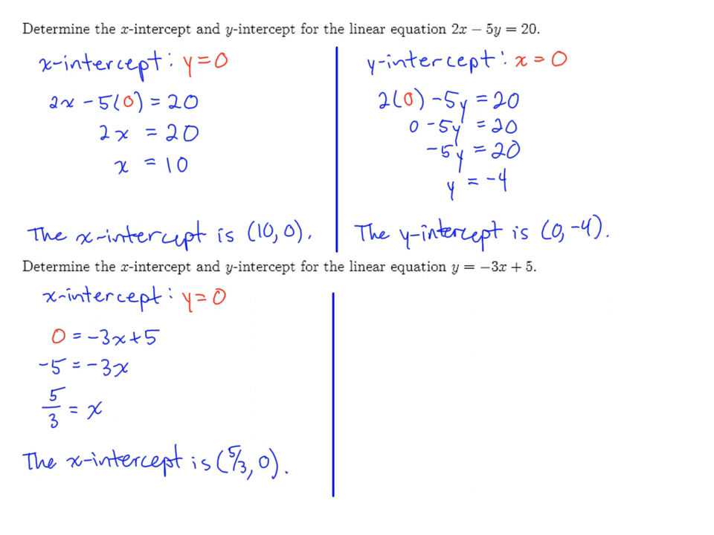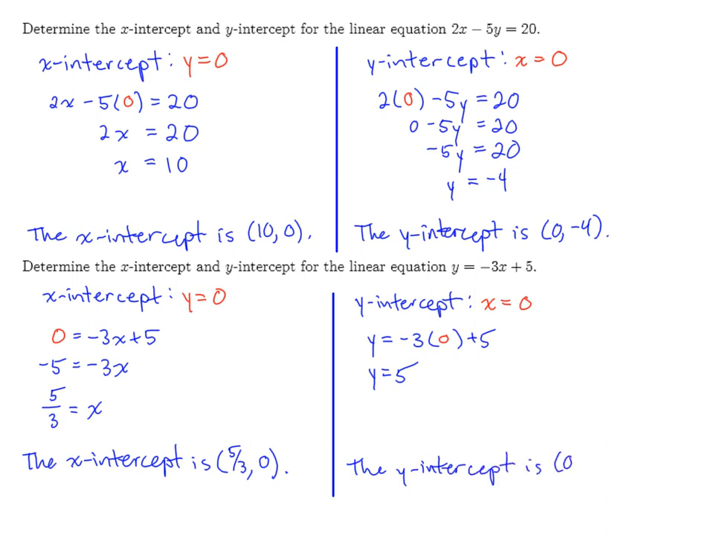Lastly, we'll calculate the y-intercept for this linear equation. And again, the y-intercept occurs where we intersect the y-axis. And what's always true when that happens is that x is 0. So we'll take our equation, y equals negative 3x plus 5, and we'll replace x with 0. So we'll get y equals negative 3 times 0 plus 5. And that'll just simplify down to y equals 5. So that tells us then that the y-intercept is the point 0, 5.